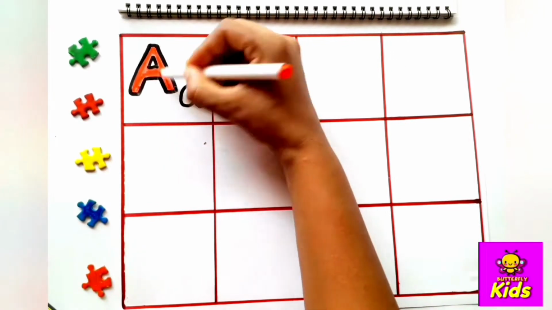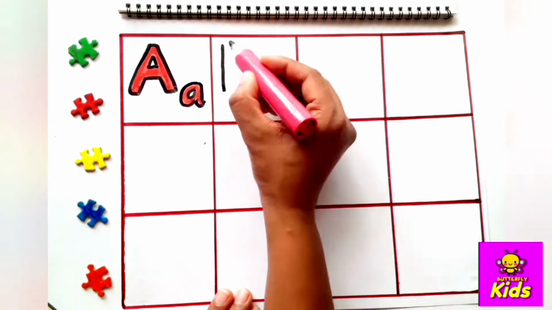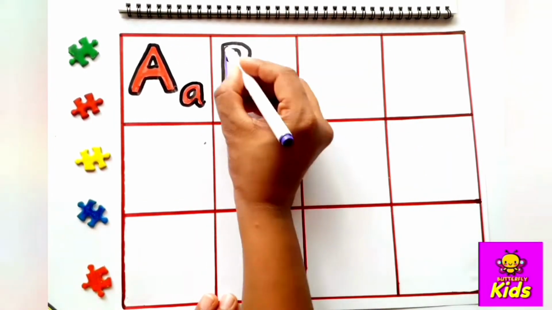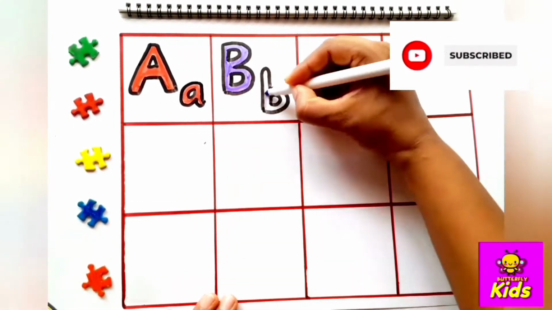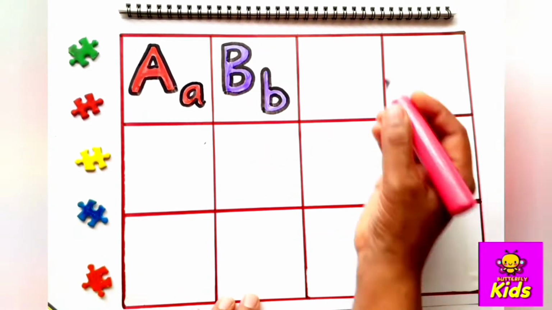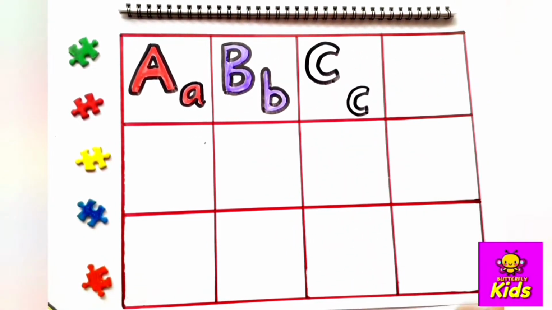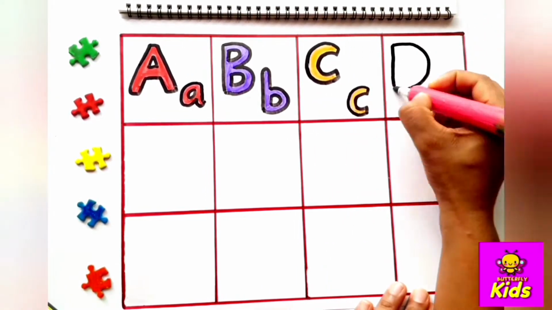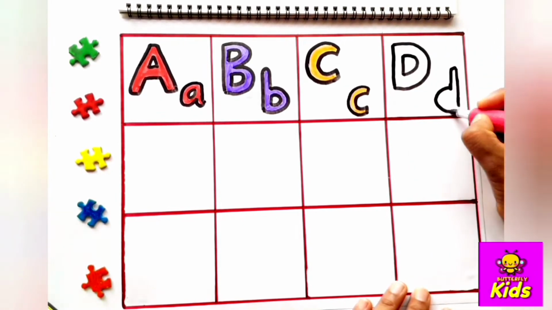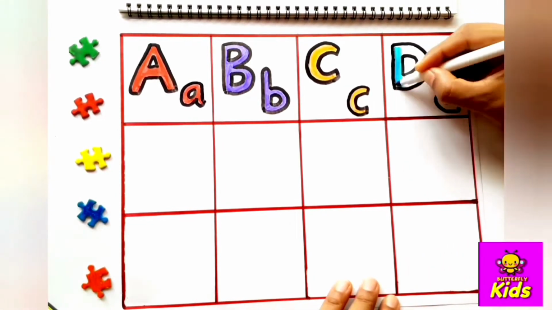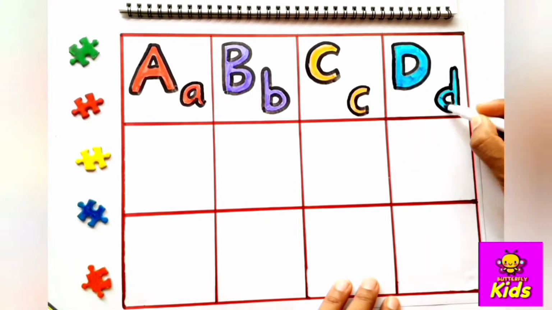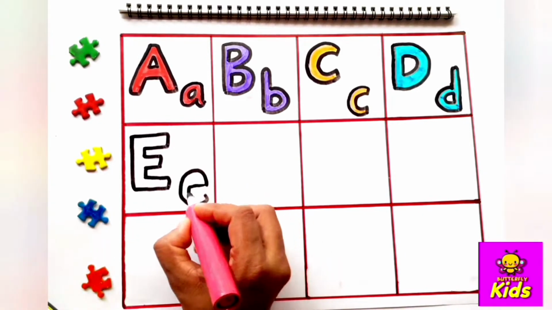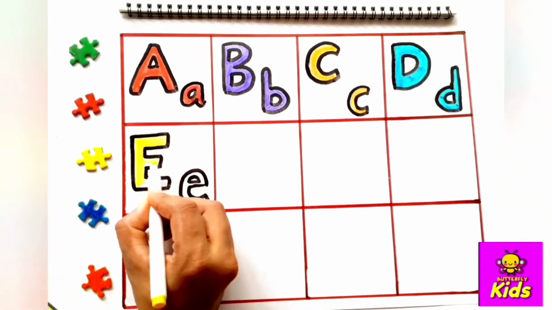A for apple. B. B for bird. C. C for cat. D. D for dog. E. E for elephant.